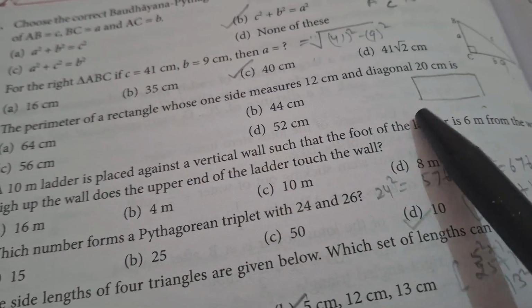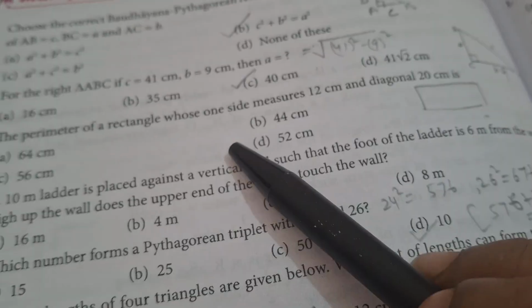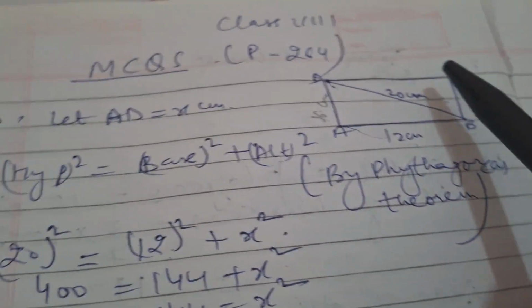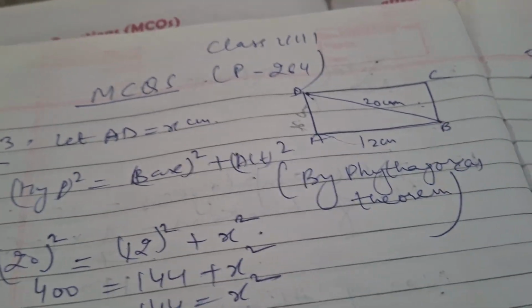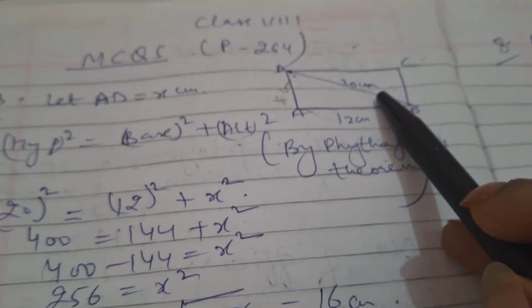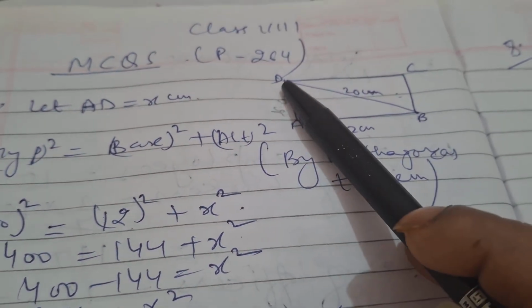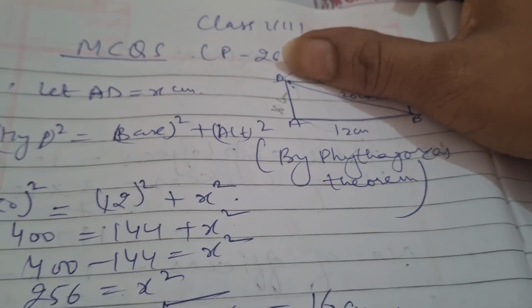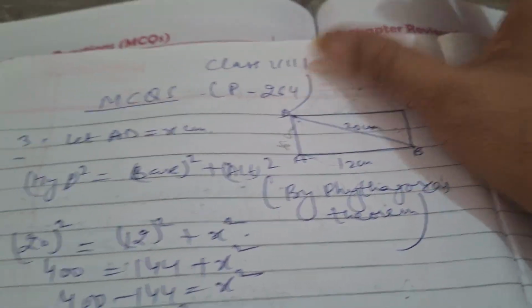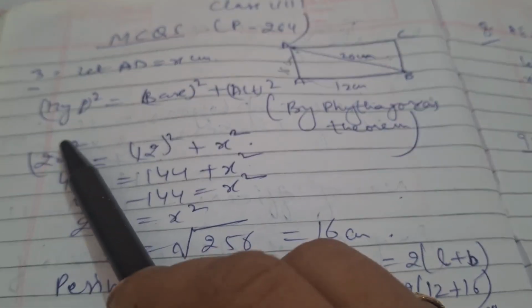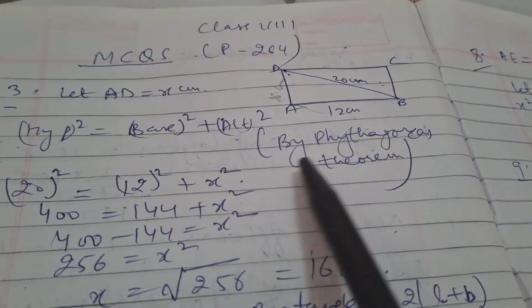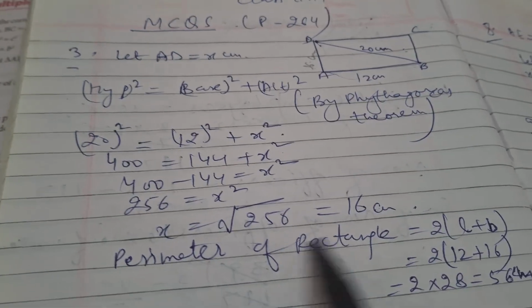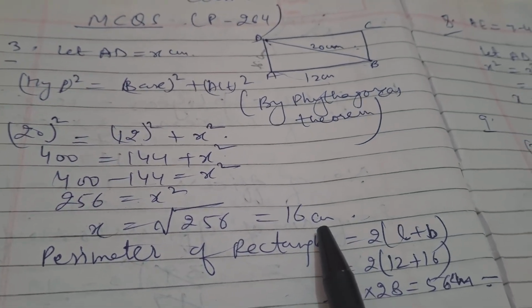Third, the perimeter of a rectangle is asked. You have to calculate the perimeter of a rectangle whose one side is 12 and diagonal is 20. So draw the figure of rectangle ABCD. Now, diagonal. You can easily see that in triangle ABD the 20 is representing the hypotenuse. So write the formula, hypotenuse square is equal to base square plus altitude square, by Pythagoras theorem. Now substitute all the values. Just calculate the altitude, x is 16.